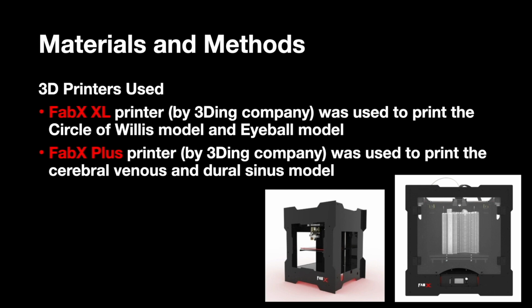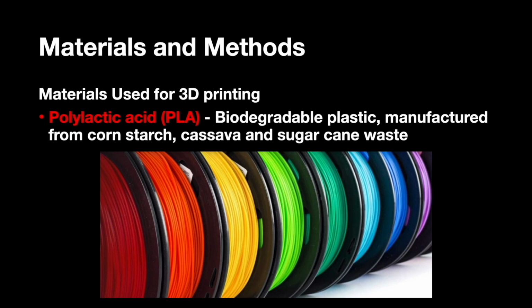Materials and methods. FabX Excel 3D printer was used to print the circle of Willis model and eyeball model. FabX Plus printer was used to print the cerebral venous and dural sinus model. Materials used for 3D printing. Polylactic acid, which is a biodegradable plastic manufactured from cornstarch, cassava and sugarcane waste, was used for 3D printing.